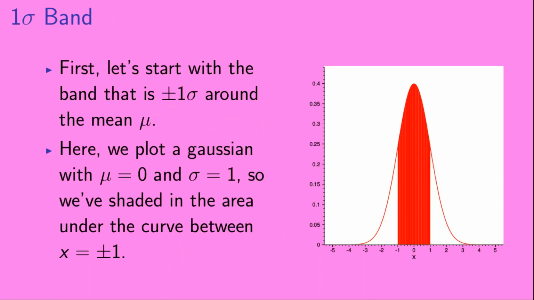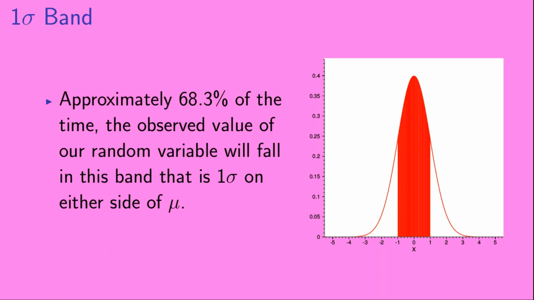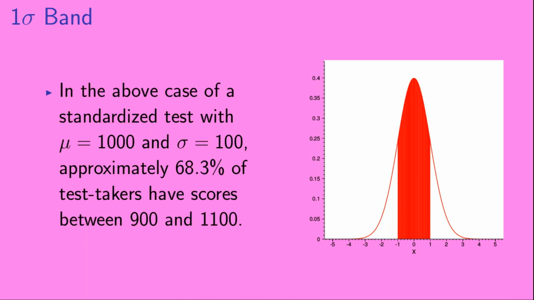First, let's start with the band that is plus or minus 1 sigma around the mean mu. So here we plot a Gaussian with mu equals 0 and sigma equals 1. So we've shaded in the area under the curve between x equals minus 1 and x equals plus 1. Approximately 68.3% of the time, the observed value of our random variable will fall in this band that is 1 sigma on either side of mu. In the case of a standardized test with mu equal 1000 and sigma equal 100, approximately 68.3% of test takers have scores between 900 and 1100.